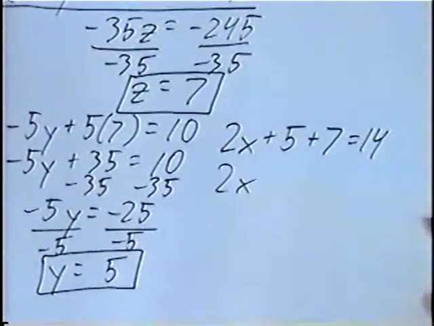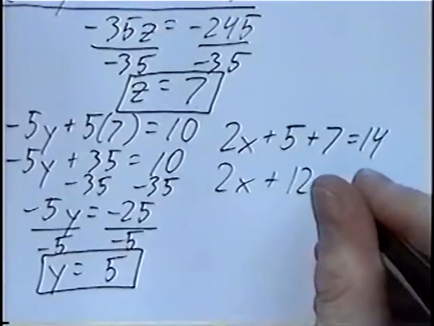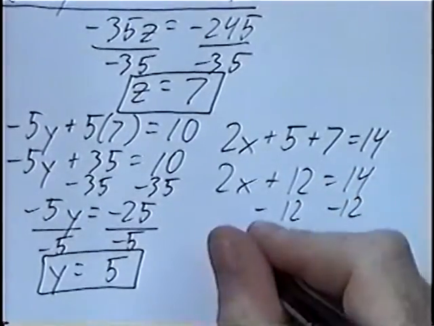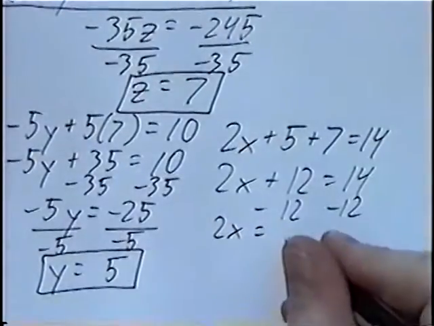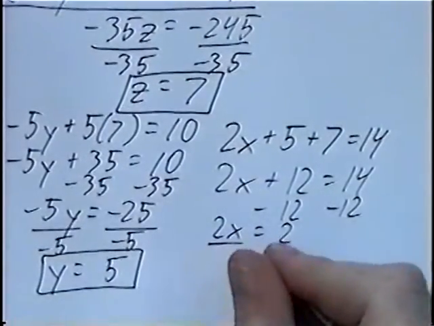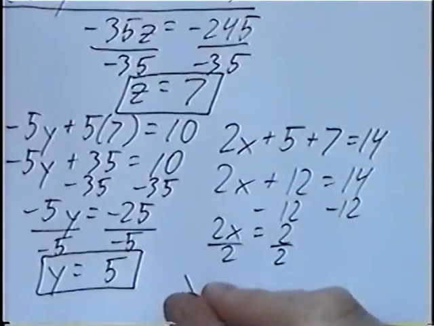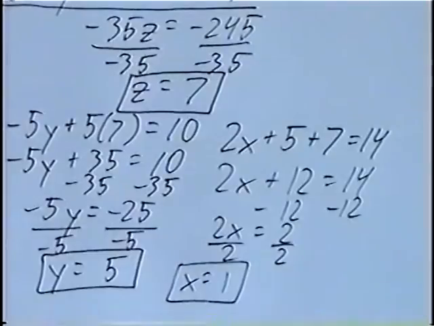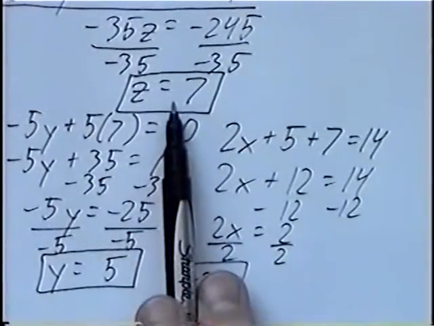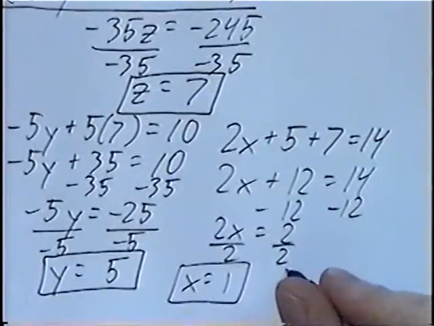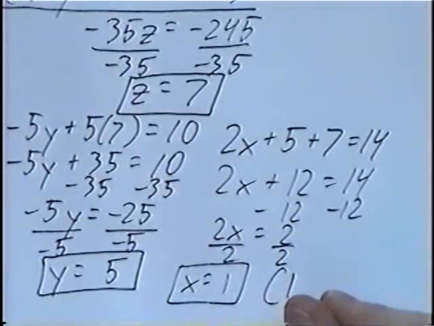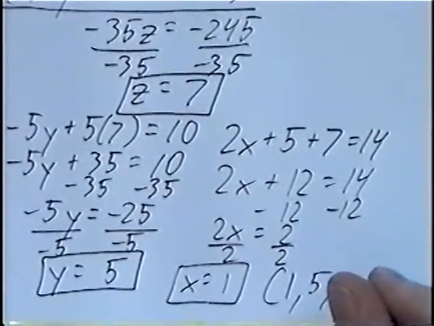Solving from here, 2x plus 12 equals 14. Subtracting the 12 on both sides, 2x equals 2, and dividing, we'll have x equals 1. So we have three answers for the question: x equals 1, y equals 5, and z equals 7. And again, you can write this as a point x comma y comma z, which would be 1 comma 5 comma 7.